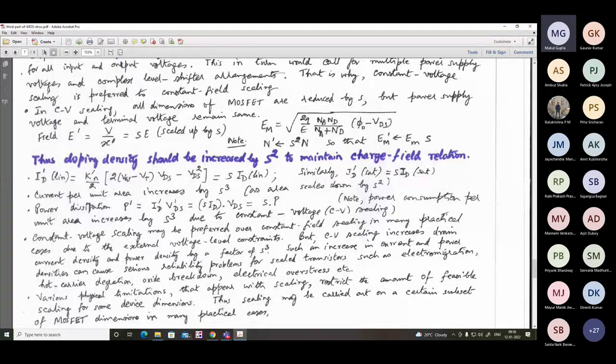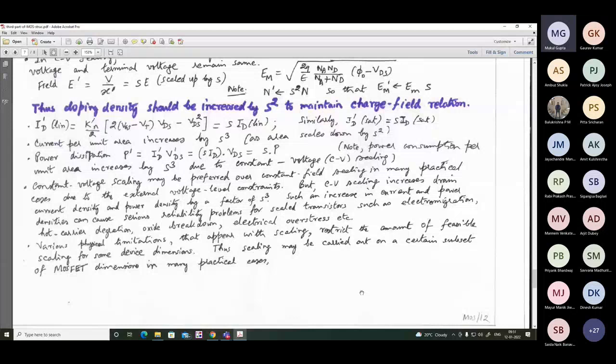That means sometimes we look for an effective combination of constant voltage scaling and constant field scaling. We do not always carry out constant field scaling or constant voltage scaling, because for practical purposes we need to adopt constant voltage scaling in some cases. But constant voltage scaling has its own undesirable features: power dissipation increase, power density increase, and also other second order effects like electromigration, hot carrier degradation, oxide breakdown, electrical overstress, etc. So we have to be aware of this, and careful in applying constant voltage scaling and constant field scaling in distinct segments.